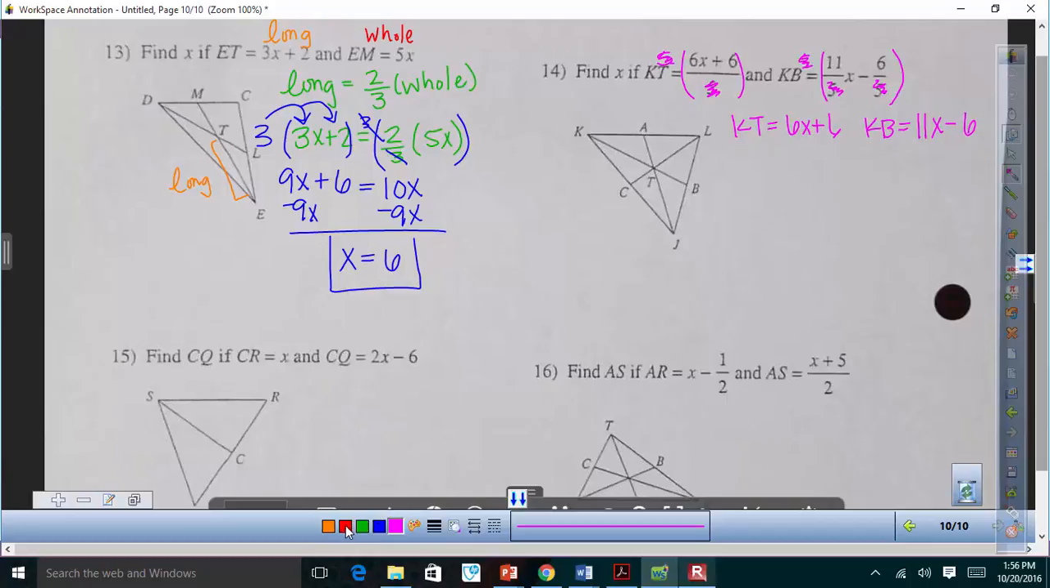Now, one last thing. What if they gave me the short piece and the whole piece? Do y'all know what that formula may look like? How does the short compare to the long? Very good. The short is 1/3 of the whole. I think there is one problem that gives you the short. So that would be 1/3 of the whole. So just so you have that so you can solve.